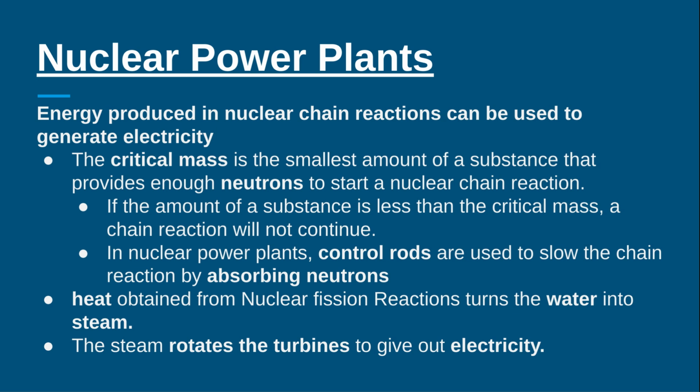Important that in a nuclear power plant, control rods are used to maintain the rate of this reaction so it doesn't get out of control and become unsafe. So these control rods will absorb some of the neutrons that are released, and that will slow the reaction down. This reaction, again, produces a lot of heat or energy, and that heat obtained from the fission reactions is going to heat up water, turn that water into steam. The steam will turn the turbine that's connected to a generator, and we get an output of electricity.